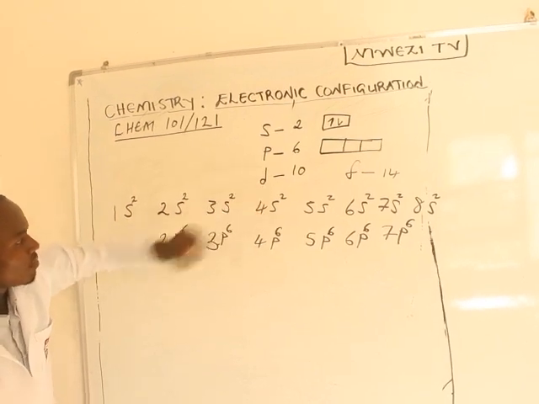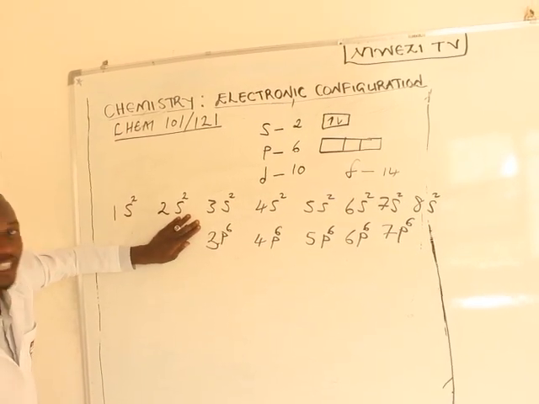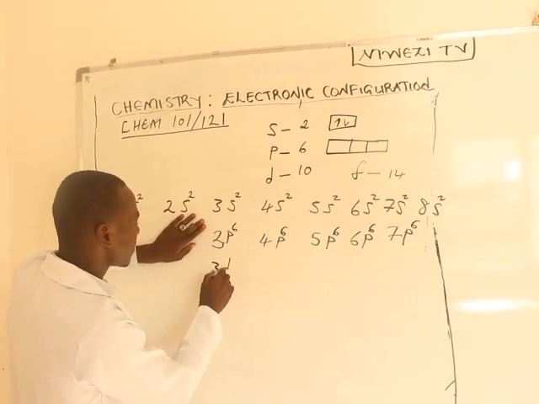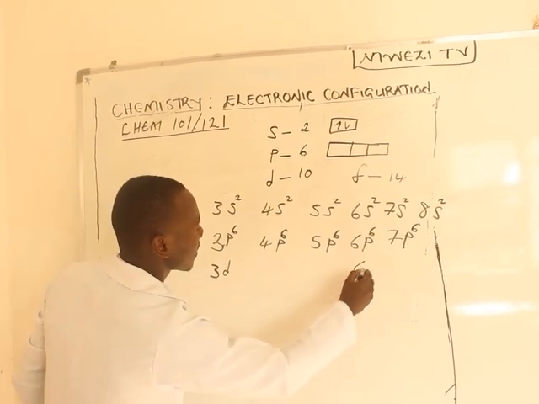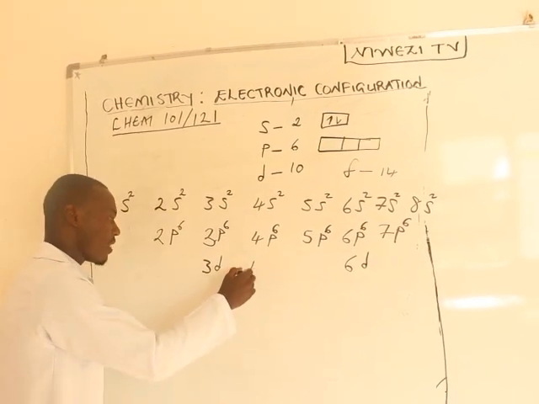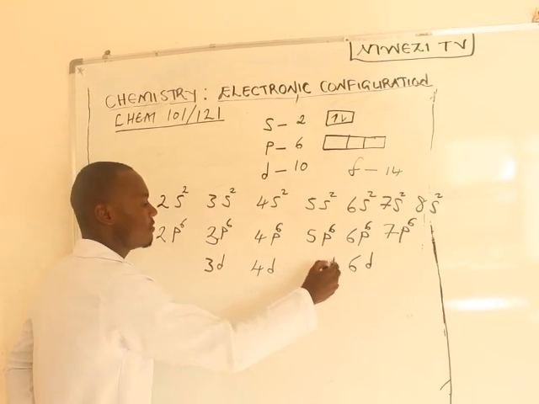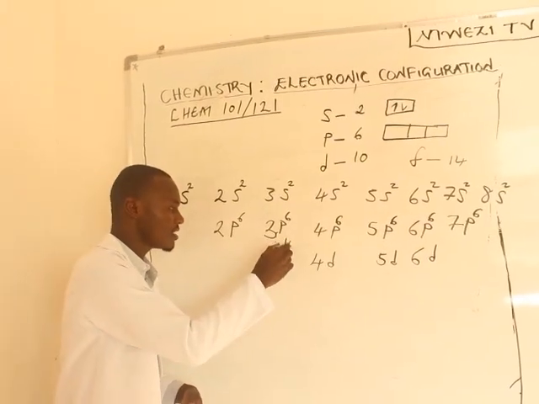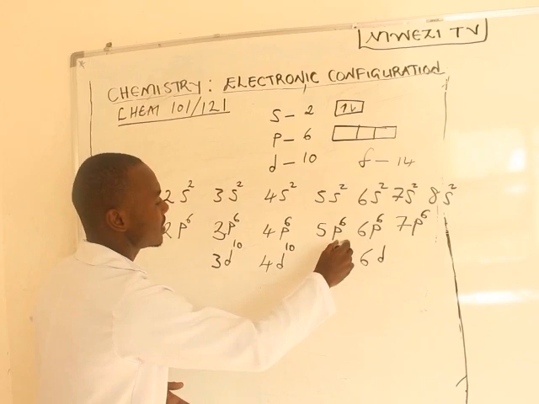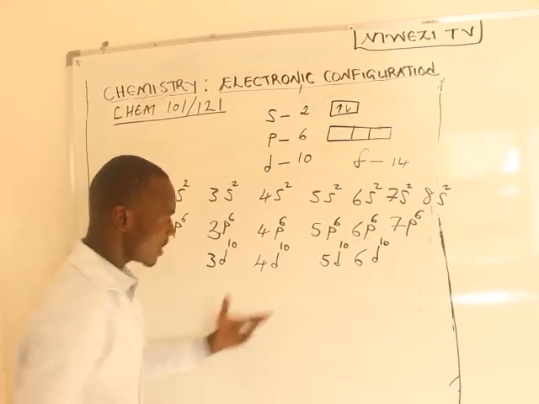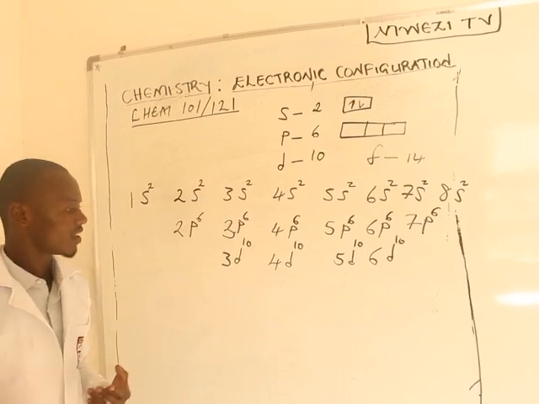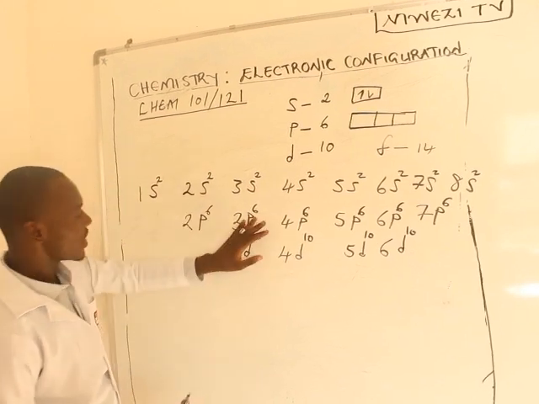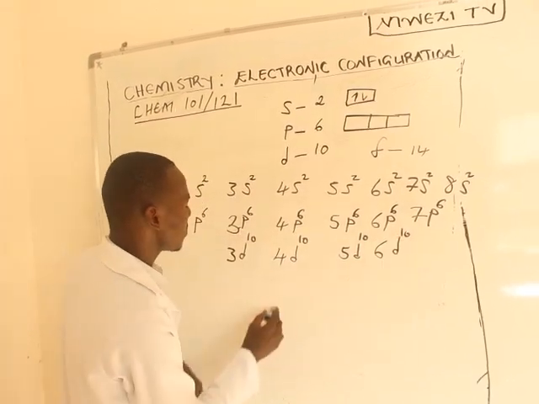When I come to a d orbital, I'll make sure that I again ignore this part, even the other part, meaning I will begin from 3d up to 6d. So I'll have 4d, 5d, and 6d. For d, we said it accommodates 10 electrons, so I'll put the power 10, even on 6d it will have the power 10. Then finally, let me go to the f orbital. I will do the same, ignore this part and even the last part, so I'll have 4f.